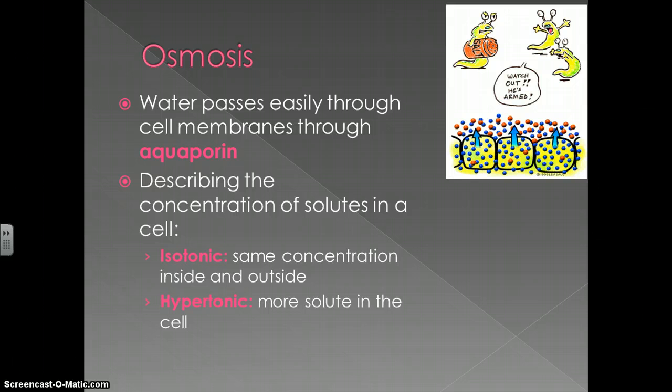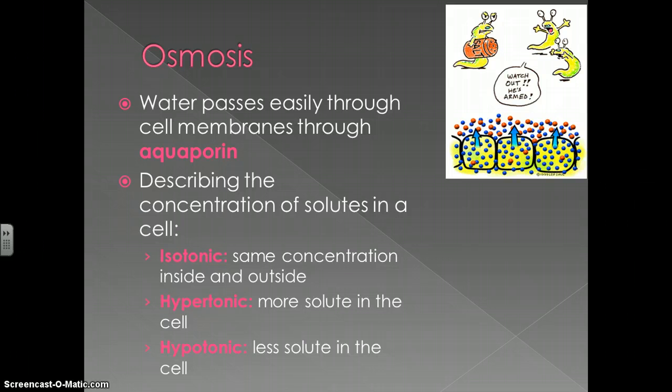Hypotonic means less solutes. I always remember hyper and hypo because I think of a hyper child who just had a lot of sugar. Lots of sugar, lots of solute. Hypertonic, hyper kid. It's the concentration of solutes that determines how osmosis happens.